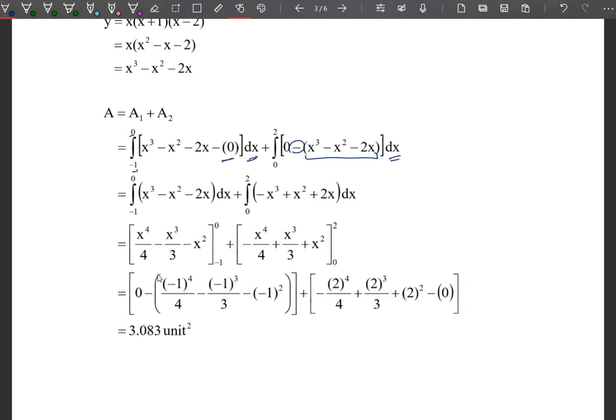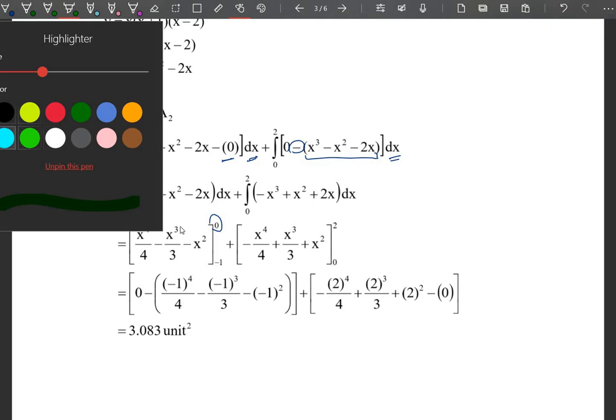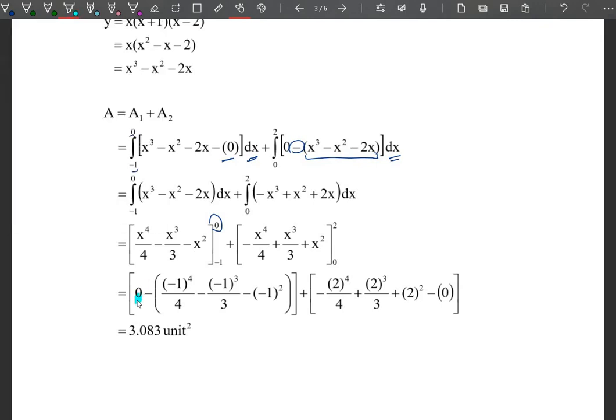Okay, and then remember, substitute the upper boundary minus the lower boundary. The upper boundary here is 0. Remember, even though it is 0, please write the value here like this one. Please remember to write the value even though it is 0. So 0 minus the substitution of this one. Why is this 0? Because 0 to the power of 4 over 4 is 0, minus 0 again, minus 0. That's why you can write it as 0.